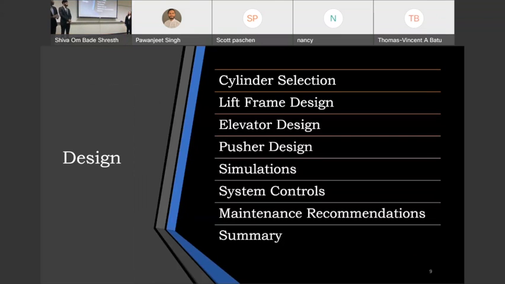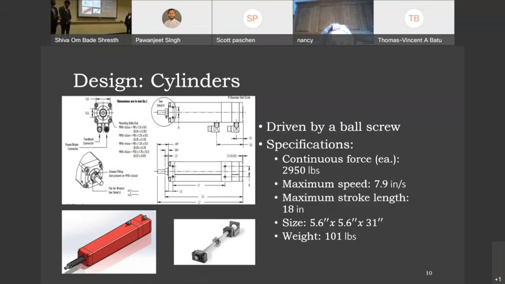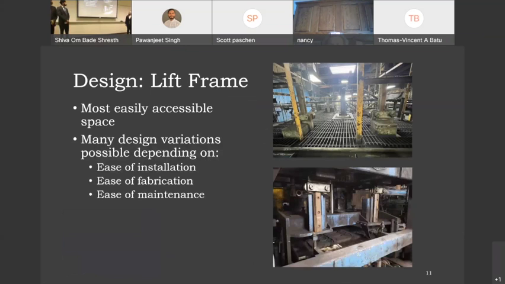Then our design was based off the order of the cylinder selection, the lift frame design, the elevator design, pusher design, simulations, system controls, and maintenance recommendations. For our cylinder details, all cylinders had to be driven by a box screw, and each cylinder had a continuous force of 2,950 pounds, maximum speed of 7.9 inches per second, maximum stroke length of 18 inches, and weight of 101 pounds.